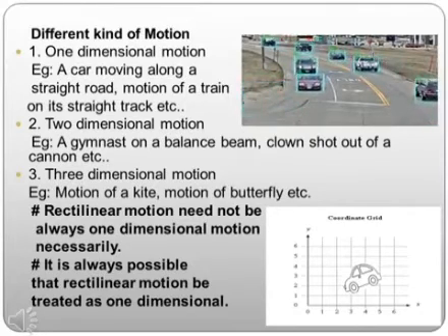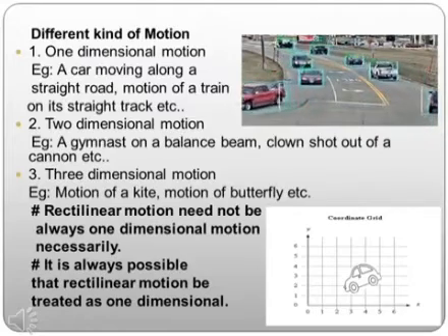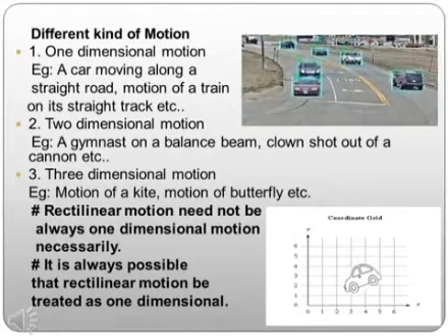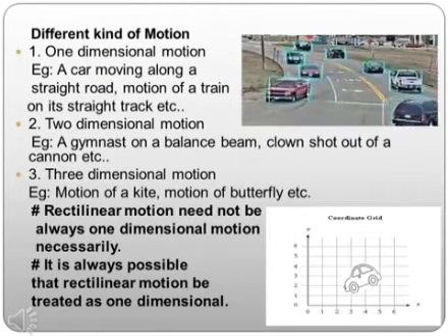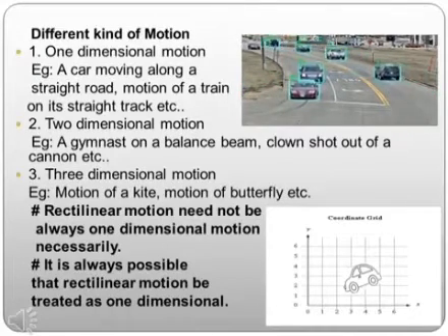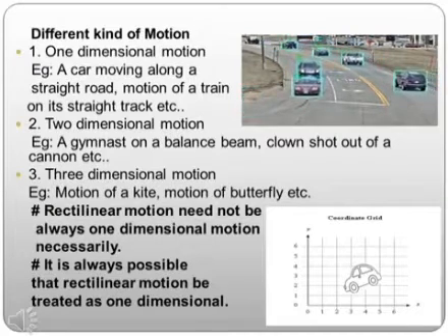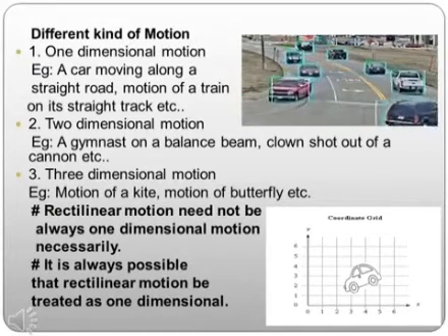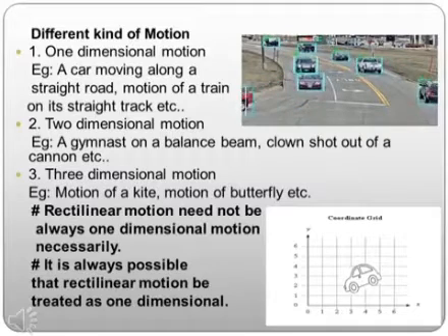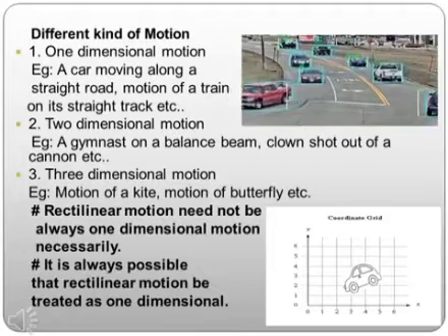And the third one is three-dimensional motion. It is a kind of motion of an object in space. Here we use three axes all together at a time to describe the motion of the object. Examples are motion of a kite, motion of a butterfly, etc. You have to note these points.